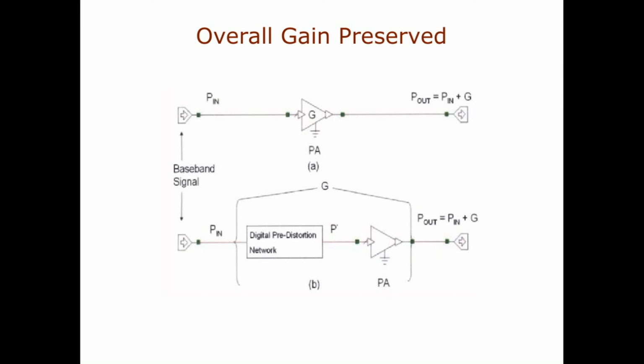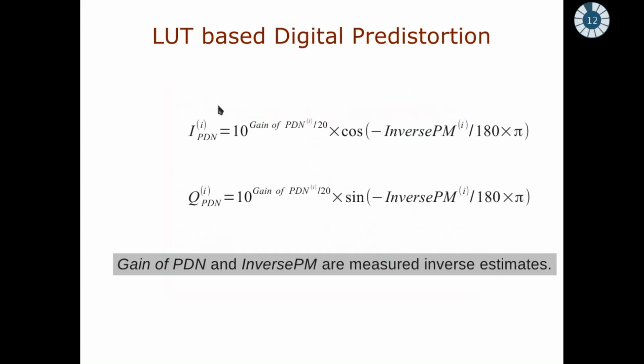Or if you are going to consider this as a filter, the digital pre-distortion network or filter is going to be an all-pass filter of unit gain. It's a filter that passes every frequency through it with a unit gain. So the only alteration it is supposed to do is in the case of phases. And here is how we are going to do this operation.